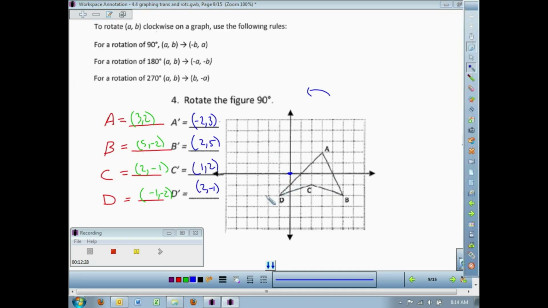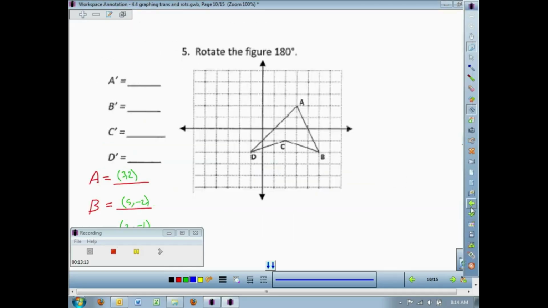So get rid of that point real quick here. A prime's at -2, 3. B prime's at 2, 5. C prime's at 1, 2. D prime's at 2, -1. And then connect them in the right order. Make sure you label them as you go. A to B. How about blue? A to B, B to C prime, C to D prime. That figure just turned a quarter of a turn counterclockwise.